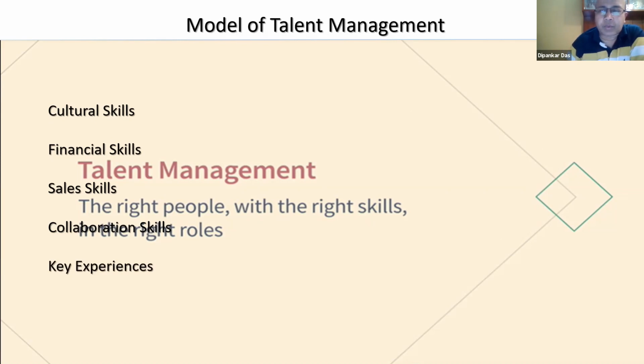Key experiences, of course, goes without saying. People need to have the right experience. So these are some very critical inputs that go into your talent plan.